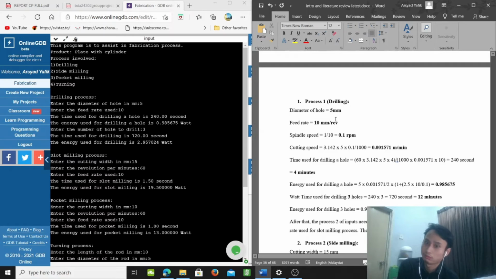We see the diameter of hole 5 mm, feed rate 10 mm per revolution, speed 1 per 10, 0.1, cutting speed 3.142 times 5 times 0.1 per 1000 equal to 0.001571 meter per minute. So we use the rule 5 times 0.00157 per, equal to 0.98.